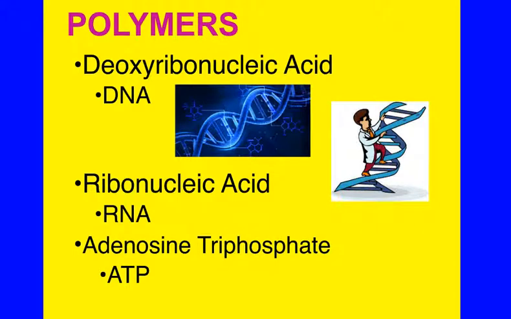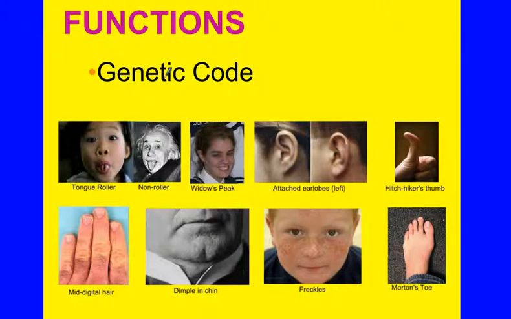Now the polymers, or the large molecules that nucleic acids become, are called deoxyribonucleic acid, or what you may know as DNA, ribonucleic acid, or RNA, and adenosine triphosphate, or ATP. And the function of nucleic acid, of course, is to store genetic code. So these are kind of like the instructions that your body uses to build itself, basically.